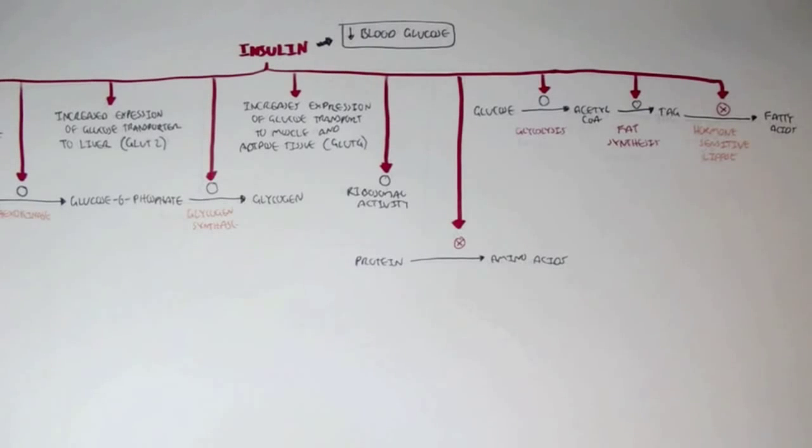In summary, insulin is important in storing excess energy in the forms of glycogen, triacylglycerols, and proteins in different organs. And that concludes basically this video on insulin.